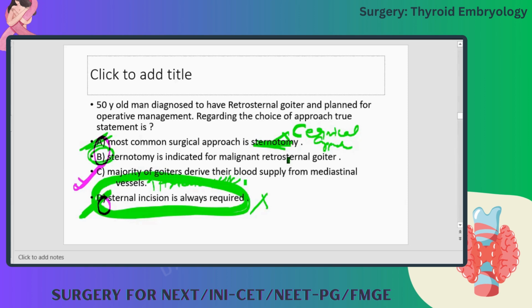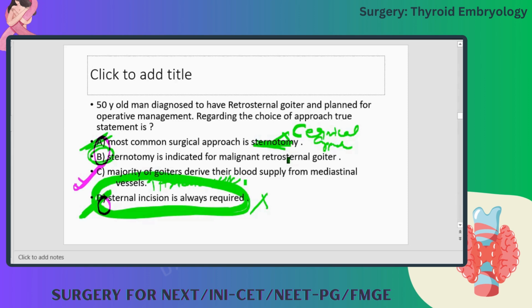There are other three conditions, I'll tell you in the next slide. Sternotomy is indicated for malignancy. It is indicated for recurrence. It is indicated in primary, that is, if it is ectopic tissue and the blood vessels are in the mediastinum. I told you, primary is retrosternal goiter, then also you have to do a sternotomy. If it is secondary, that means it is coming from the neck into the chest, no need. If it is primary, if it is here only, then you have to do it because the mediastinal vessels are here. You can't approach the vessels from here, right? So you have to open the sternum and ligate it.